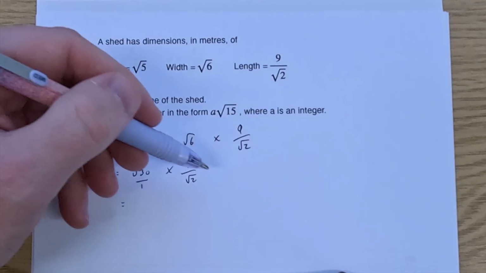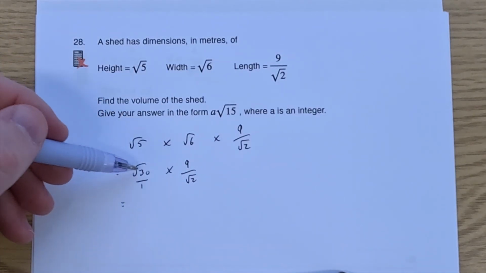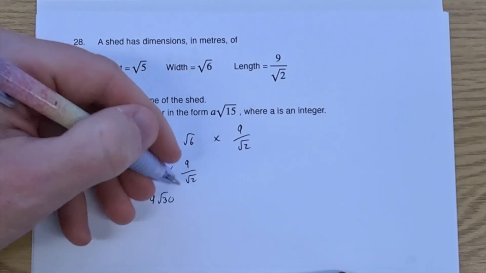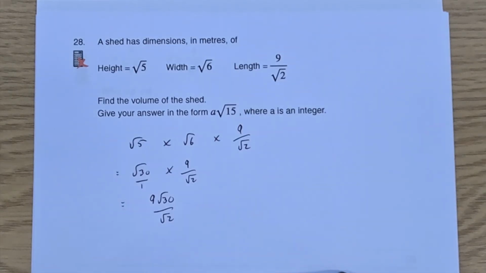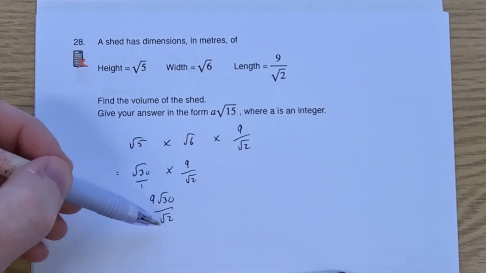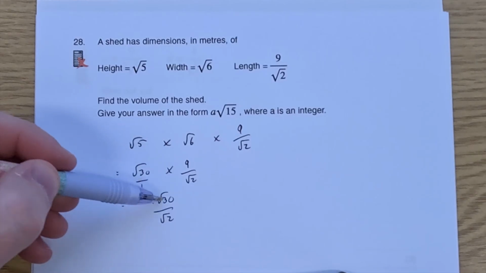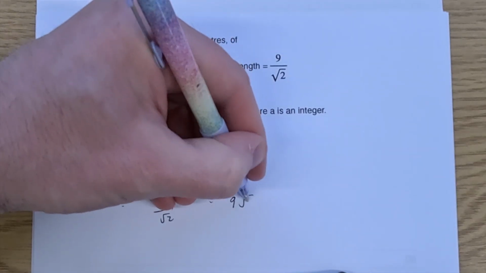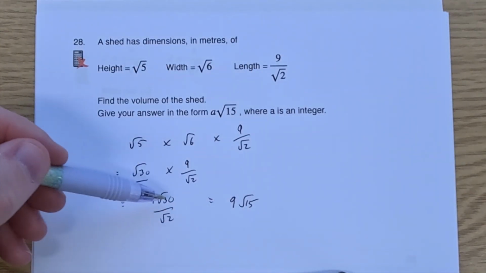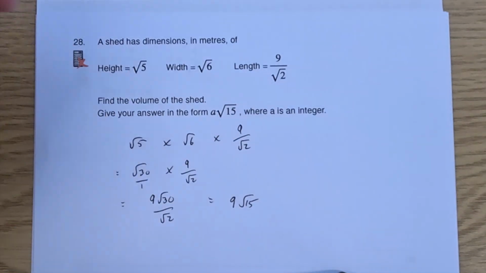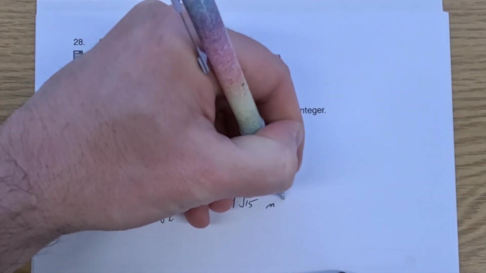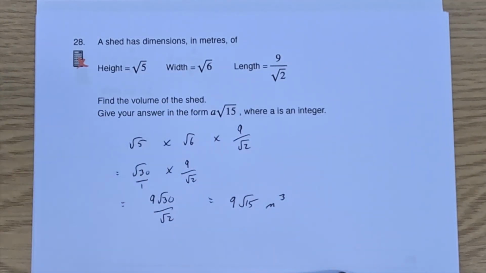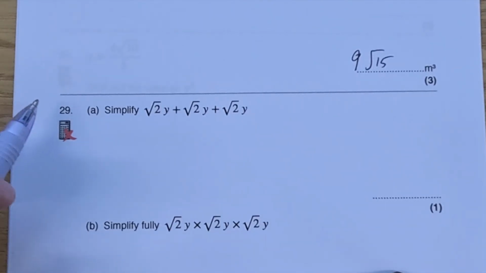And let's multiply the numerators and multiply the denominators. Well, root 30 times 9 would be 9 lots of root 30. And then on the denominator, we've got 1 times root 2, which would be just root 2. So we're almost there. We've got 9 lots of root 30 divided by root 2. So let's just divide the surds. Root 30 divided by root 2 would be root 15. So that would be equal to 9 lots of root 15. And that's it. We just divided the root 30 by root 2 to get root 15. So the volume of the shed is 9 root 15 meters cubed. And that's it. So we were asked to give our answer in the form a root 15. Well, that'll be 9 root 15. And that's it. Okay, let's look at our next question, question number 29.